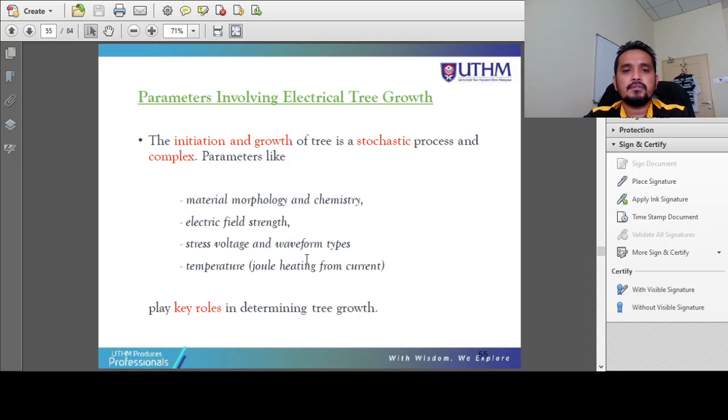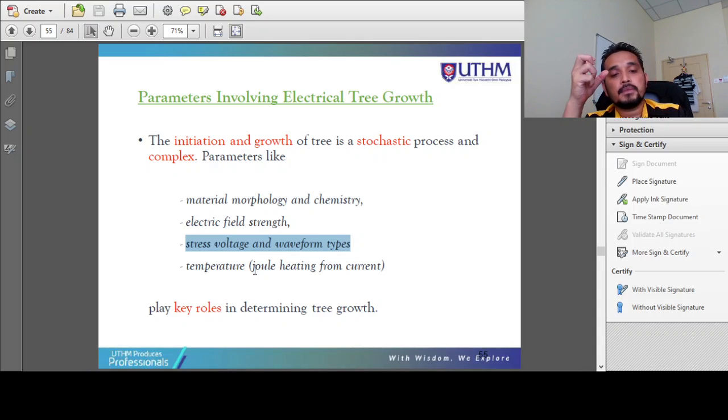Okay, parameters involving the electric tree. Obviously material. What is most important is the type of the material, the chemical properties, morphologies, and the electric field strength, the one that triggers the treeing or discharge within the materials. Then the voltage and waveform. We also need to see whether it is DC or AC, as well as temperature.